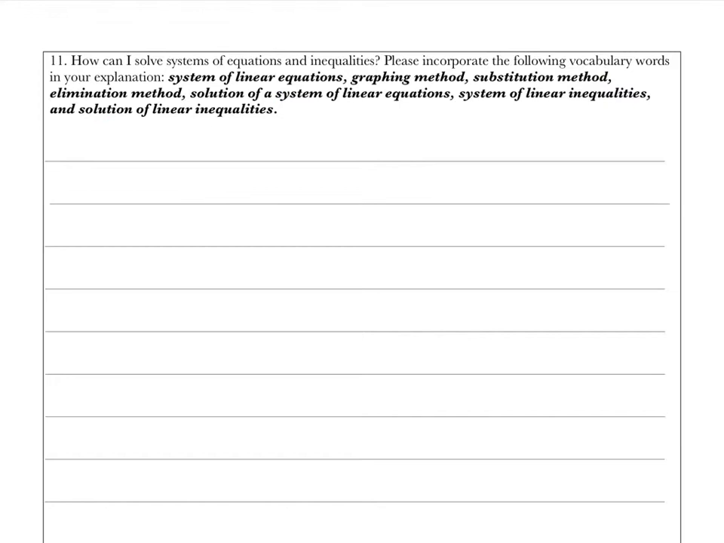Okay, and then the last question is a writing question, and you've had some time to think about that because this has actually been in your practice test, and I want you to touch base on these vocabulary words that you see here. What does it mean to be a system of linear equations? What is the graphing method? How is that different from the substitution method, the elimination method? Maybe you want to do a little compare and contrast or provide examples of what those 3 different methods are.